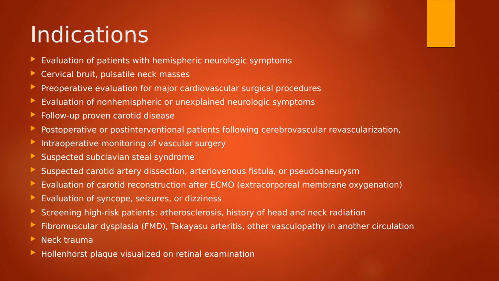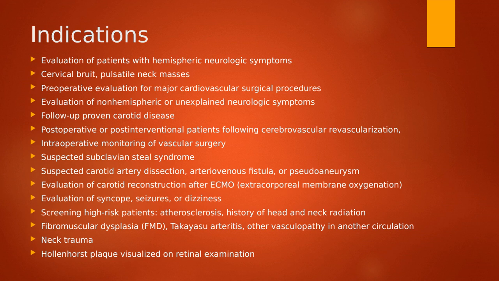Indications as to why we would perform one of these exams: evaluating patients with any kind of neurologic symptoms. If we've heard something or felt an abnormal pulse, or if they're going in for surgery, we need to pre-evaluate those vessels. If they had any other kind of unexplained neurologic symptoms, if we're following up a proven disease, if they had their post-op, we can look and evaluate. We can do these intra-op, so we can go in with that vascular procedure and image while they're doing the correction.